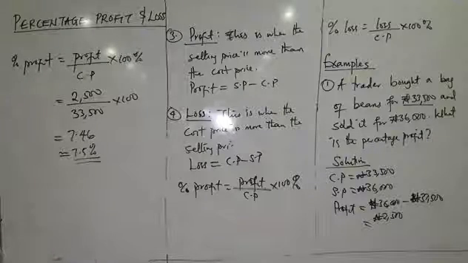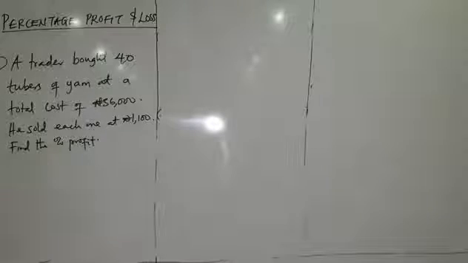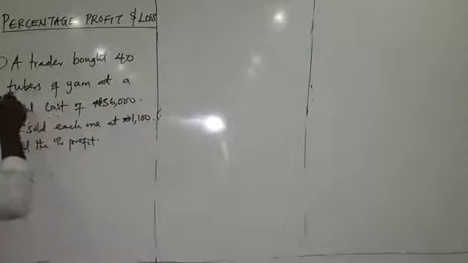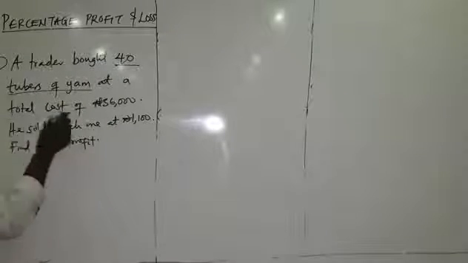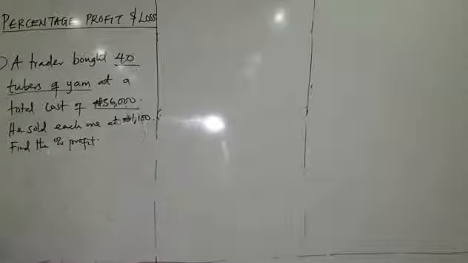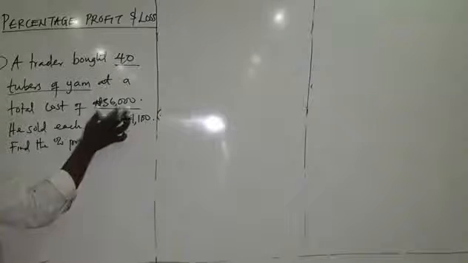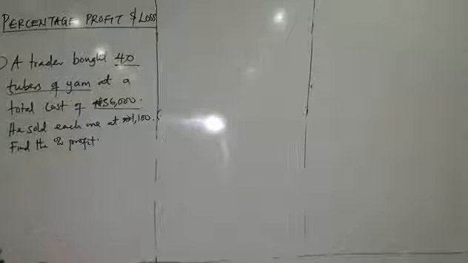So let's look at the second example now. Example 2, we have a trader bought 40 tubers of yam at a total cost of 36,000, and all these 40 tubers were bought at 36,000 naira. So he then sold each one at 1,100 naira. Find the profit percentage or percentage profit.